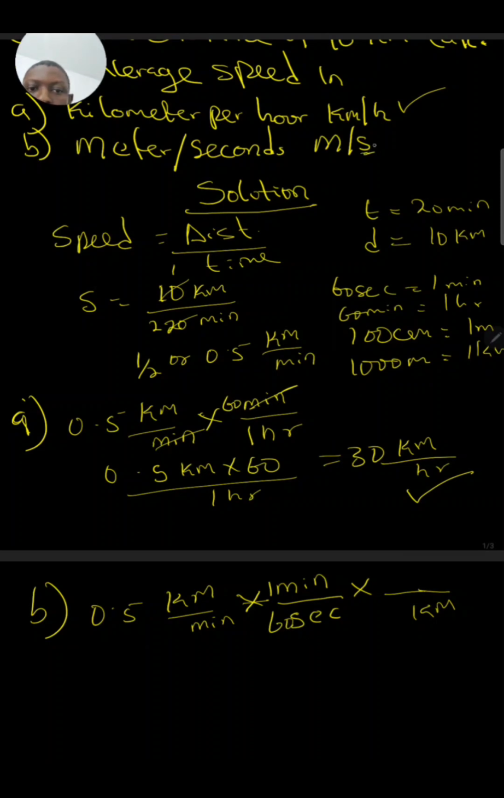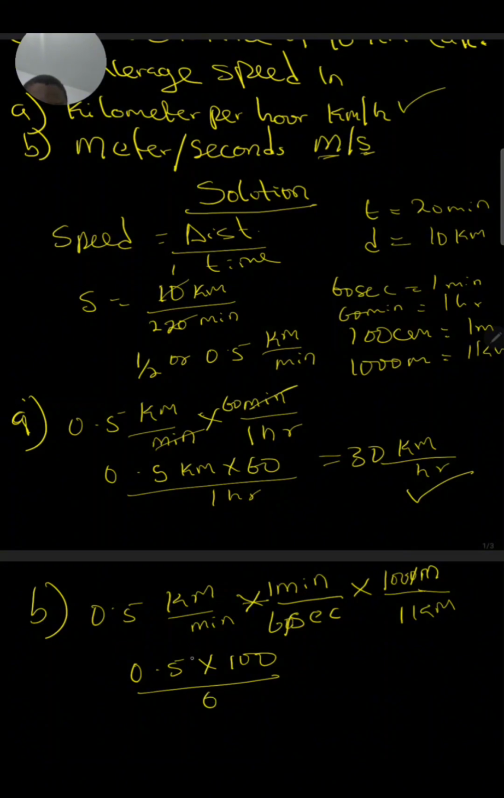The question says to what? To meter. So I will write my meter up here. I'll now ask myself, what is the relationship between meter and kilometer? We know that 1,000 meters is equal to 1 kilometer. I'll put my 1,000 here, and here is my 1 kilometer. So now I can cancel out, and 0 can cancel 0. I am left with 6. Now this becomes 0.5 times 100 over 6.